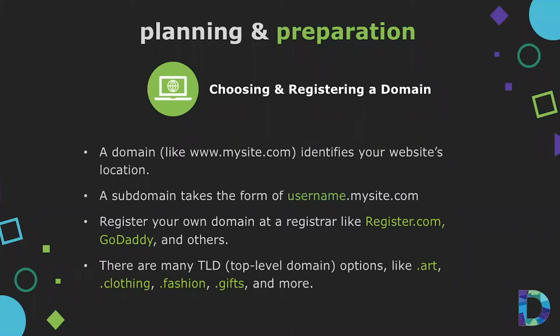Finally, in addition to the usual extensions like .org, .com, and .ca, there are many other options for domain extensions. They're called TLDs, top-level domains. For instance, there's .art, .clothing, .fashion, .gifs, and many more. The list goes on and on.